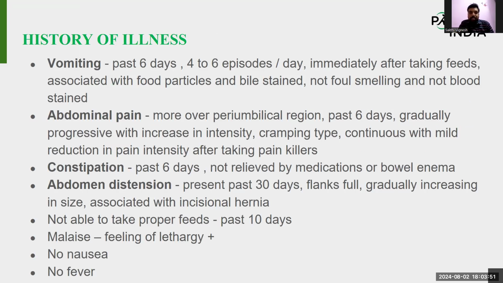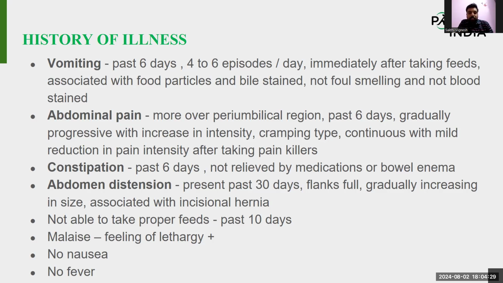The history of presenting illness: the patient had vomiting for 6 days. It was around 4 to 6 episodes per day, occurring immediately after taking food, with food particles and bile stain. It was not foul smelling and not blood stained. She also had abdominal pain, mostly over the periumbilical region for the past 6 days, which gradually increased in intensity, cramping in type and continuous, with mild reduction in intensity after taking painkillers. She had constipation for the past 6 days, not relieved by any medications or bowel enema.